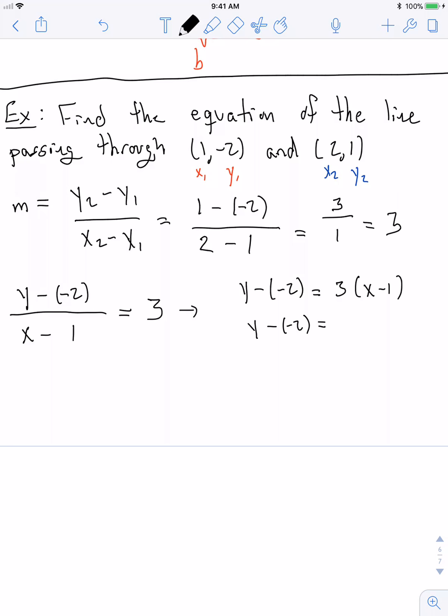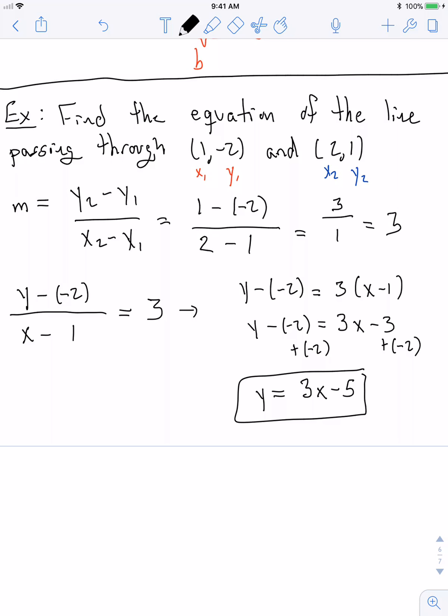So this is y minus negative 2 is equal to 3x minus 3. And now we'll add negative 2 to both sides. Plus negative 2, plus negative 2. And we get y is equal to 3x minus 5. And there's the equation of our line.